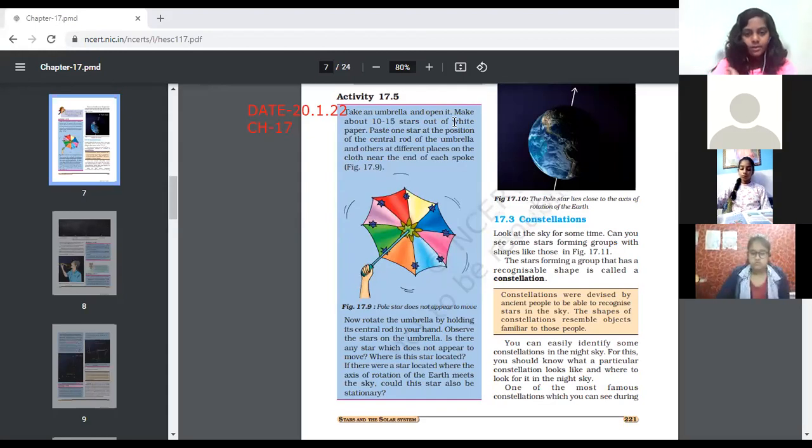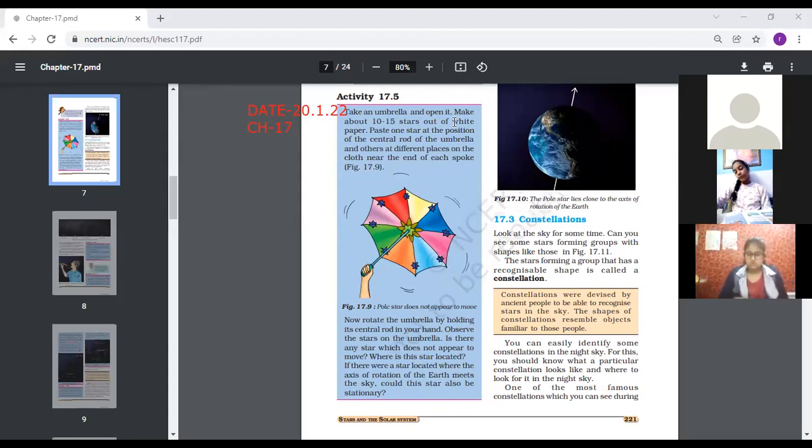Now, children, we are going to study the constellations, what constellation means and how many constellations there are. In this chapter, we are discussing very few, only 2 or 3, but do not think that only 2 or 3 constellations are there. There are plenty of constellations, okay? And they keep on increasing. So here we are going to study the definition of constellation as well as 2 or 3 constellations.